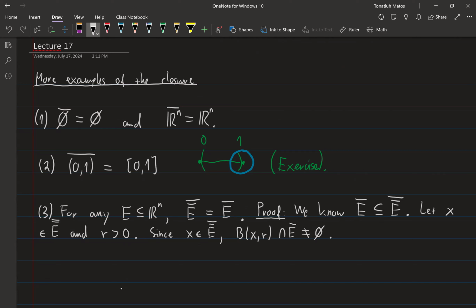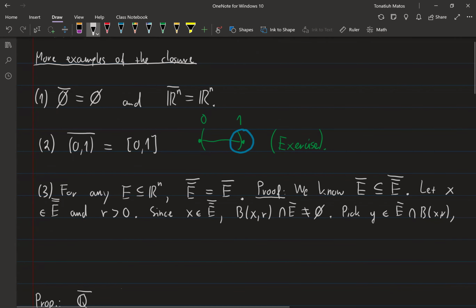But if we pick a point inside there, so let's say pick something, y, which is in E closure and is also very close to x, then y is a point of closure of E, because it is in E bar. That's the definition of E bar, right? Now, there's something interesting to notice here.